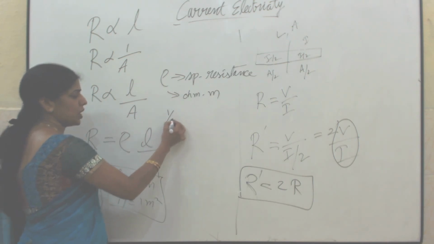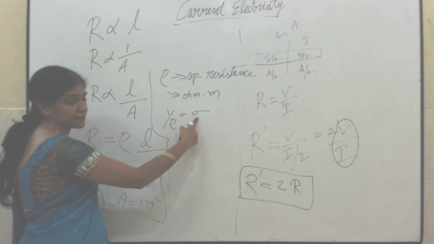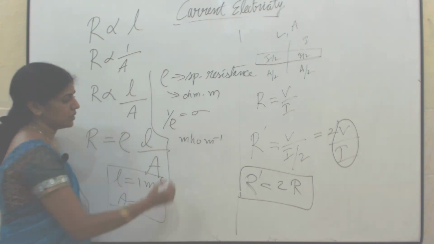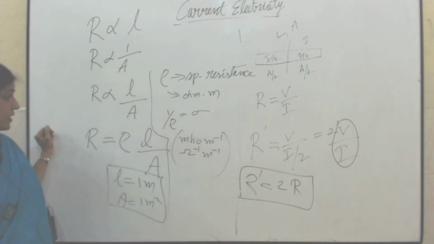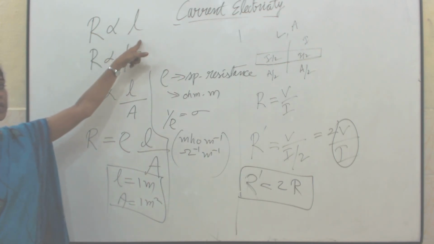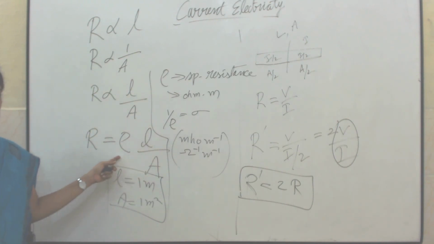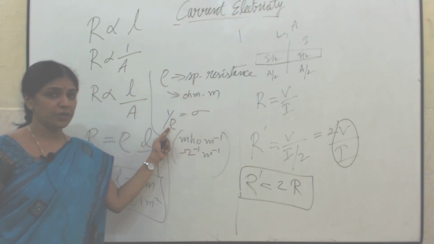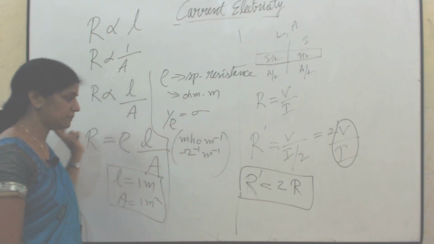The reciprocal of specific resistance, we call the conductivity or electrical conductivity sigma. The unit for this is mho per meter. So we have seen what is meant by resistance and what factors it depends upon. It is directly proportional to the length and inversely proportional to the area, R equal to rho L by A, where rho is called the specific resistance or electrical resistivity. Its unit is ohm meter. The reciprocal of resistivity is electrical conductivity and its unit is mho per meter.